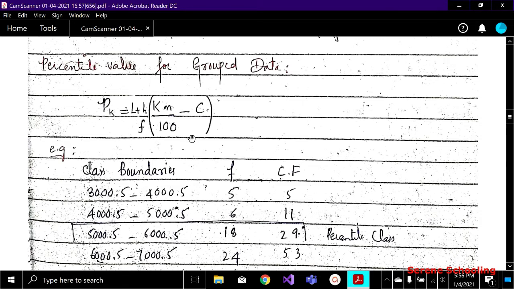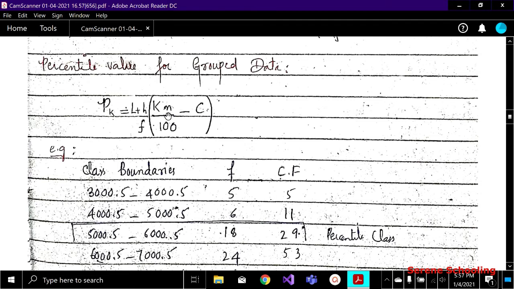So this is the formula. This is nothing new, just revise the formula for the median again. What was that? L plus H over F, n by 2 minus C. It was n by 2. Why? Because it divides the data into two parts, right? And because we have only one median value, that was 1, we didn't put any value for k, it was simply 1.